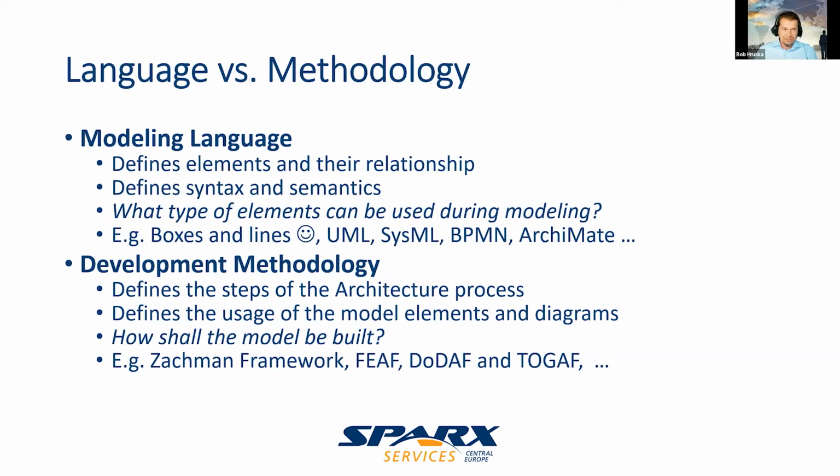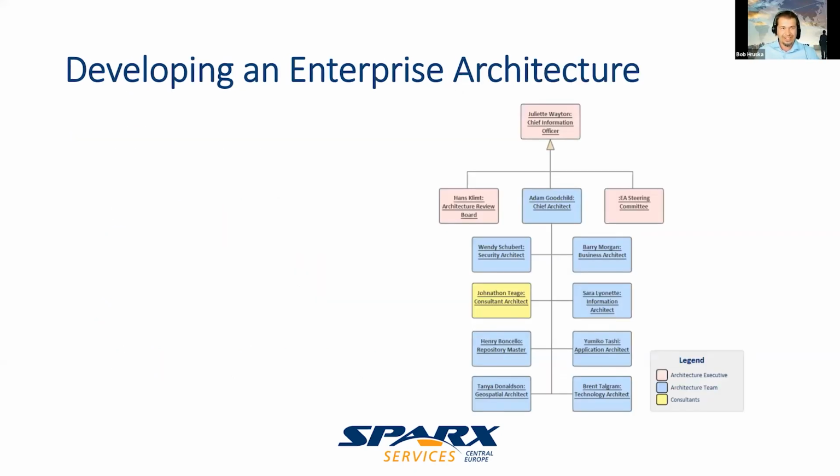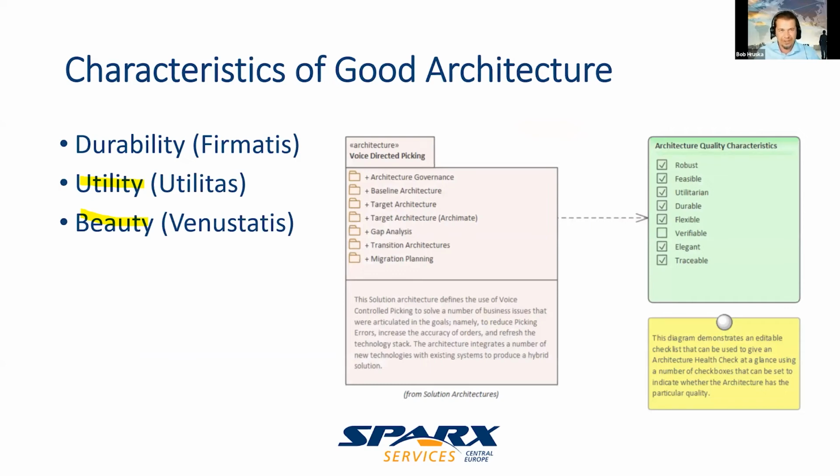So please differentiate between just the language, which, as you see, can also be defined by boxes and lines, and some other languages, to something which can be called a methodology, which really clearly defines the process, the steps needed to create the good architecture, complying with the characteristics of the good architecture mentioned earlier.